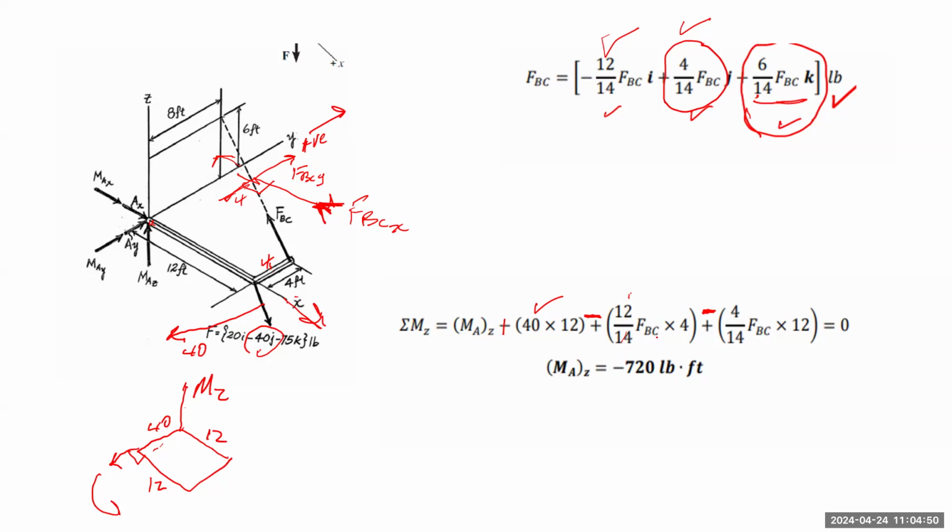This is F of what? FBC x times the y distance. Can you see that? While this is what now? FBC y times x distance. So you see it? This one is saying the x times y, vice versa.